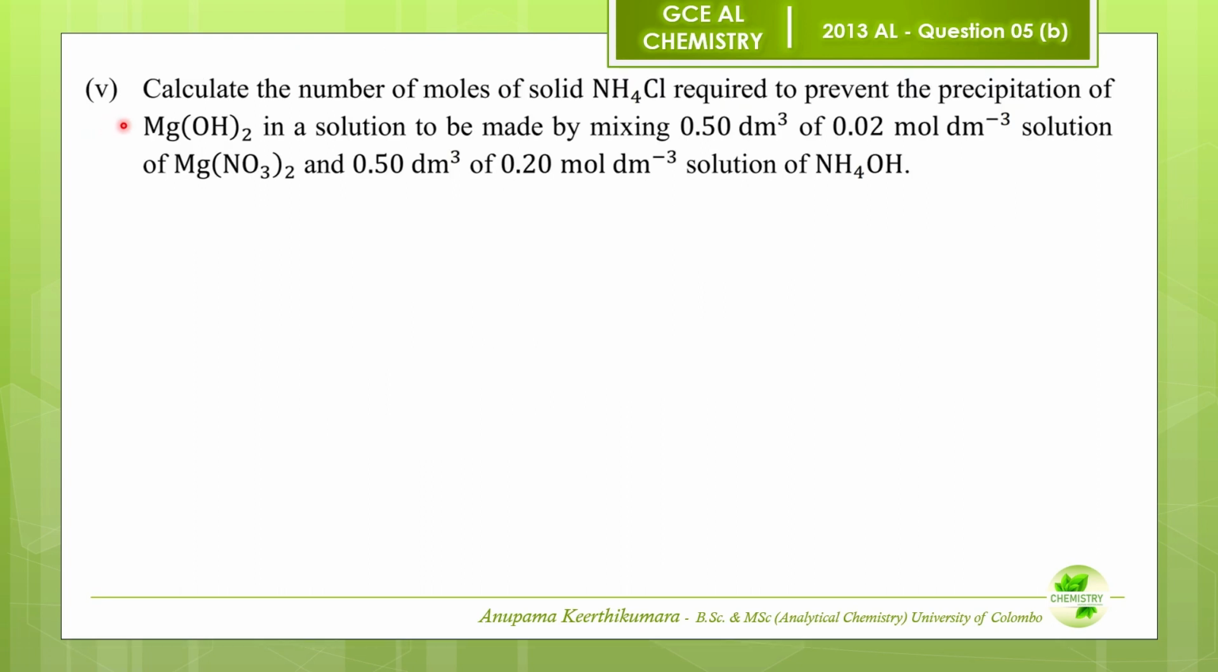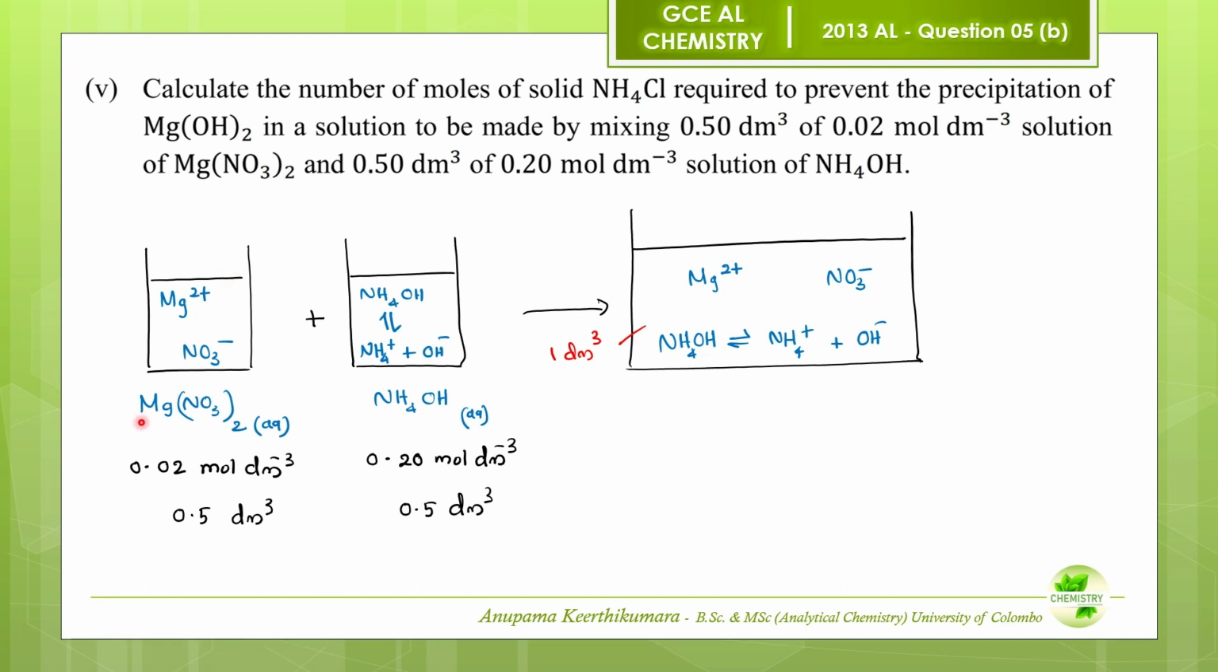Question number 5. Calculate the number of moles of solid ammonium chloride required to prevent the precipitation of magnesium hydroxide in a solution to be made by mixing 0.5 cubic decimeters of 0.02 moles per cubic decimeter solution of magnesium nitrate and 0.5 cubic decimeters of 0.2 moles per cubic decimeter solution of ammonium hydroxide.